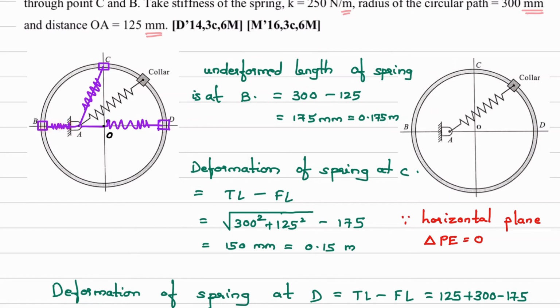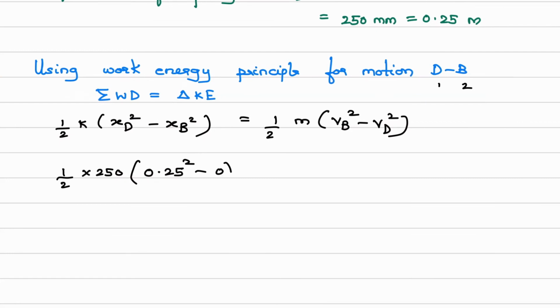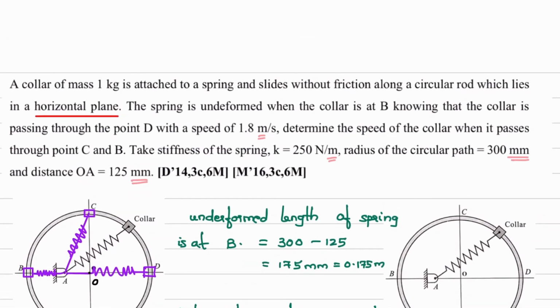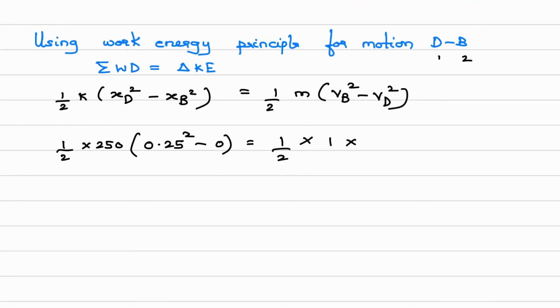So here we don't have any deformation. Okay, so xb value is 0, equal to half mass of the collar. We'll see the question. What is the mass given? 1 kg mass. So collar mass is 1 kg. Half into m into Vb value we have to calculate. Okay, so Vb square minus Vd square. Vd's value is given in the question. It is 1.8 meter per second.